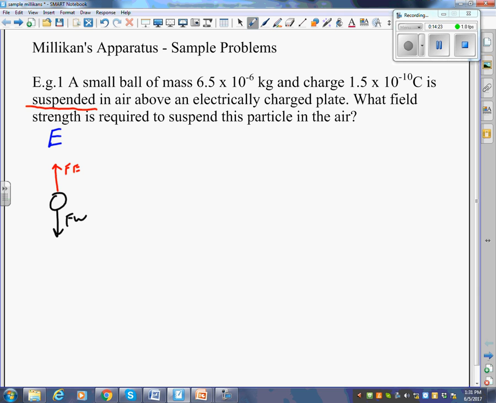In this case it means just that it's hanging there. And the forces are equal. The forces are equal. Can we find the weight force? Yeah, as long as you got the mass, you can always find the weight force. So Fw is equal to mg.